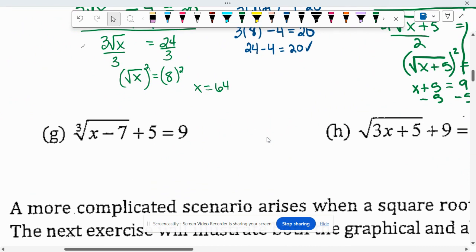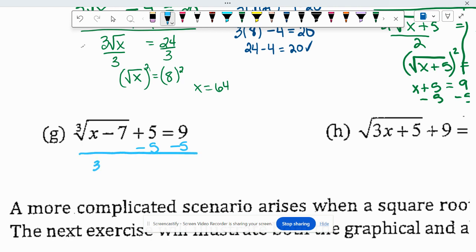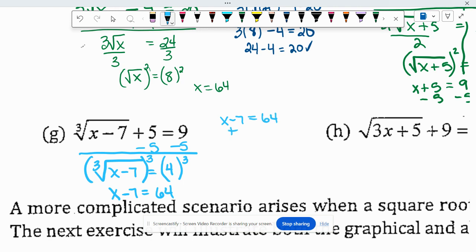This is a cubic. This is a cubic. So I still have to get the root all by itself. So I'm going to subtract 5 from both sides. That gives me the cube root of x minus 7 equals 4. To get rid of the cube root, I have to cube both sides. So that gives me x minus 7 equals, well, 4 cubed is 64. So x minus 7 equals 64. I'm going to add 7 to both sides.